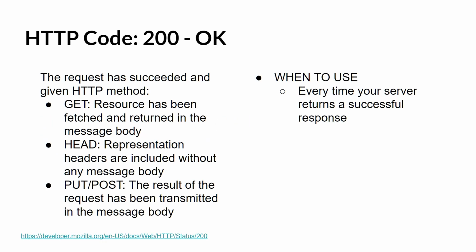One of them is 200 OK. Given an HTTP method like GET, it should return the body that is requested. If it's HEAD, it should represent the headers that would be included if you did a GET request. And if you have a PUT or POST HTTP method used, which we will be talking about later on, the result of the request has been transmitted in the message body. You use this every time your server returns a successful response.